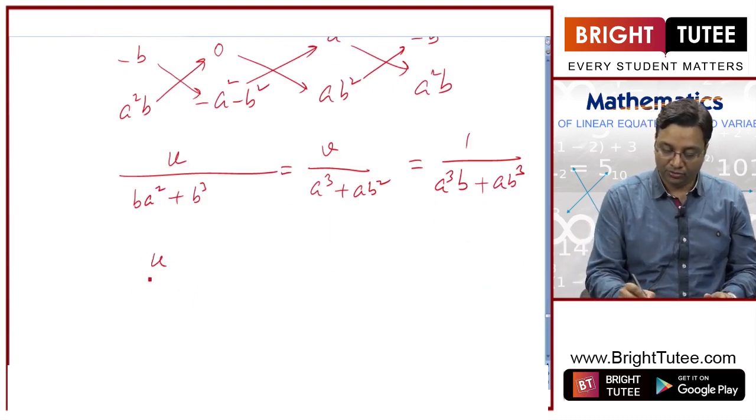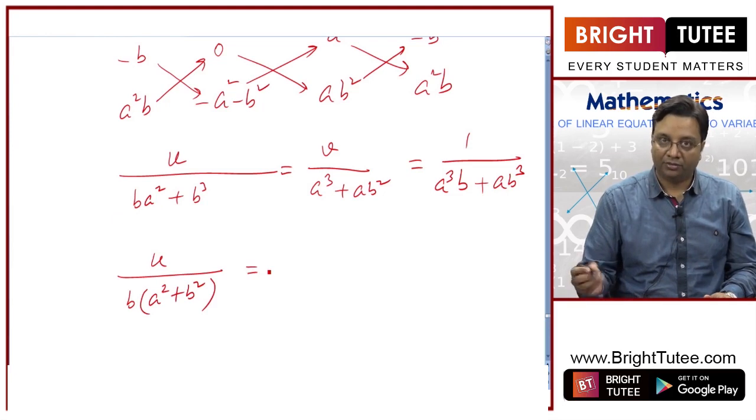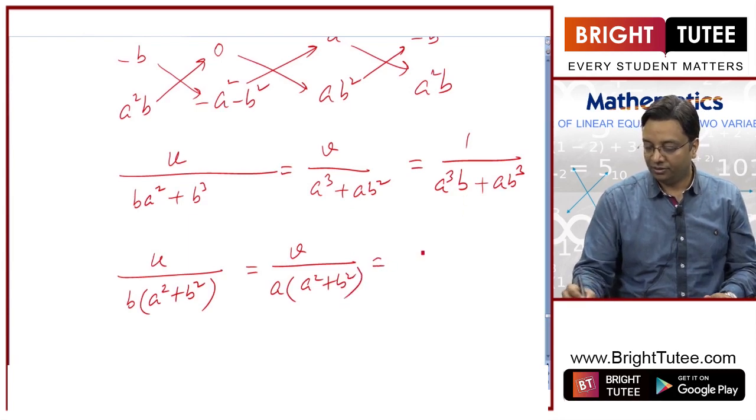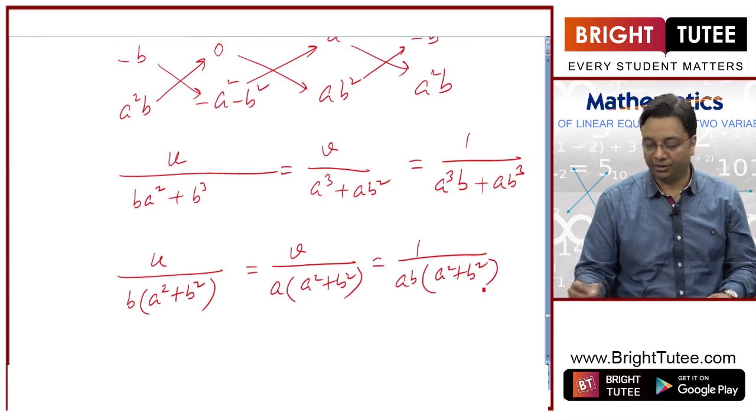So u divided by, if I take b common, I can write it as b square plus a square or a square plus b square. V divided by, if I take a common, a square plus b square. From here, if I take ab common, a square plus b square.